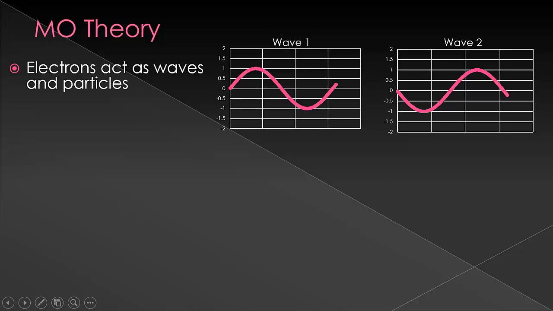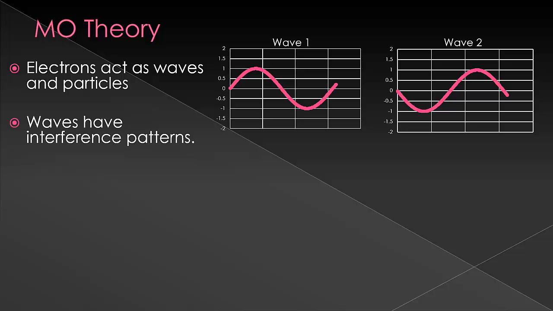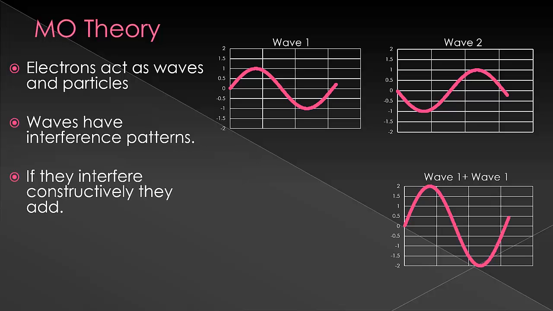We remember from quantum mechanics that electrons act as both waves and particles. This means that they can have interference patterns. Let's take two waves. I've labeled them wave 1 and wave 2. These could interfere constructively or destructively. In this case, I have wave 1 added to wave 1. In other words, I just have two wave 1s. They're interfering constructively because they are at the same phase. So if I add two of these waves together, I get a larger amplitude.